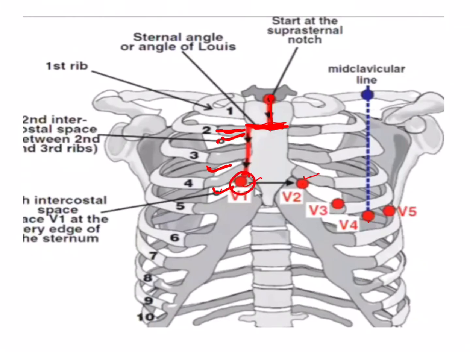So lead V1 will be placed in the fourth intercostal space just to the right of the sternum, and similarly V2 will be placed in the fourth intercostal space just to the left of the sternum. V4 is placed in the mid clavicular line, and V3 is placed between V2 and V4. V5 is placed at the same level as V4 but in the anterior axillary line, and similarly V6 will be placed at the same level as V5 but in the mid axillary line.